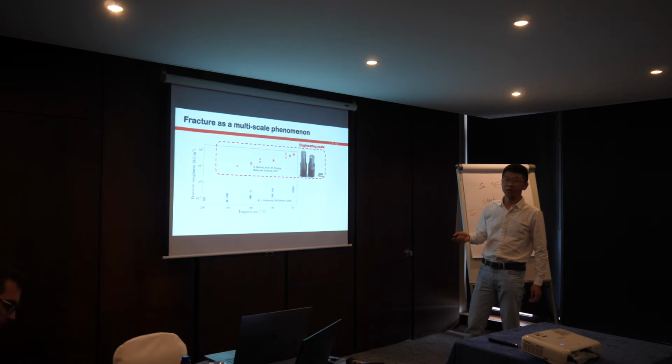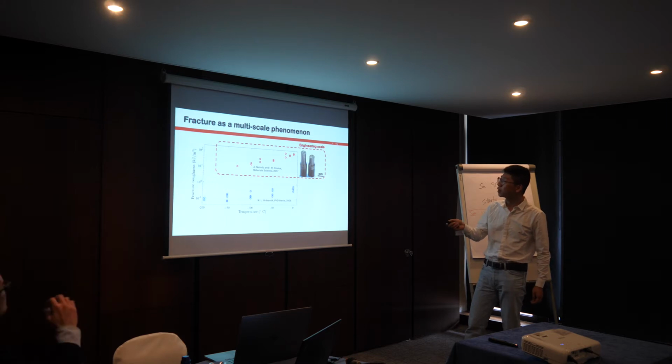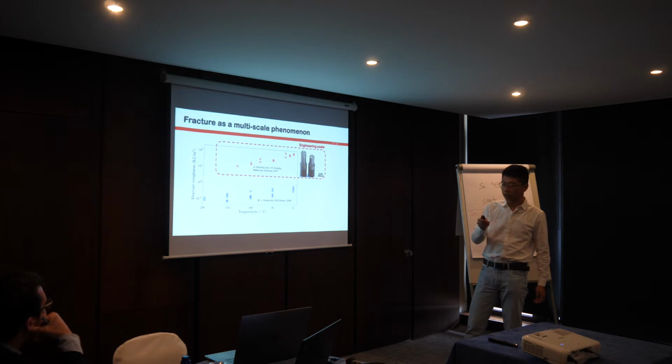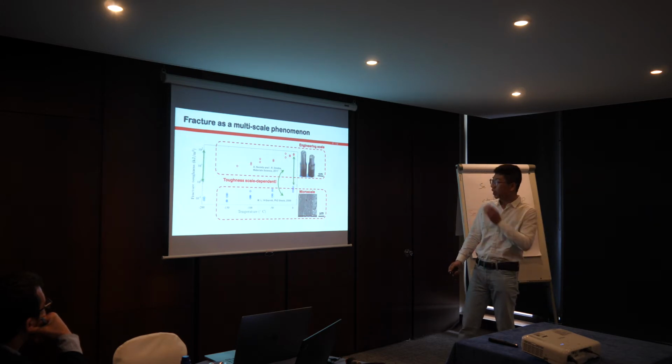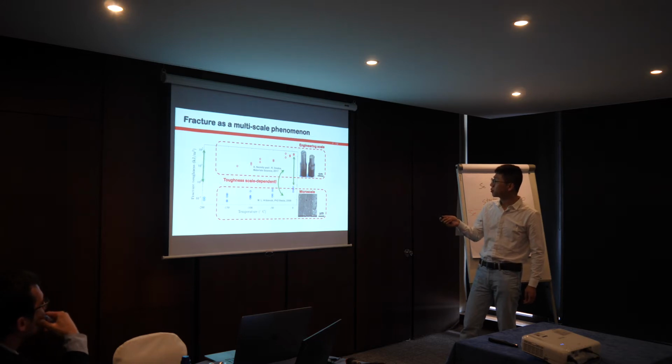Fracture is a multi-scale phenomenon, as we all know. If we measure the fracture toughness at engineering scale, centimeters, we get a fracture toughness on the order of 10 to 100 kilojoule per meter squared. If we measure it at the macro scale, we get a fracture toughness on the order of 100 joule per meter squared. So clearly, in this process, dislocation plasticity plays an important role in dissipating energy at a larger scale.